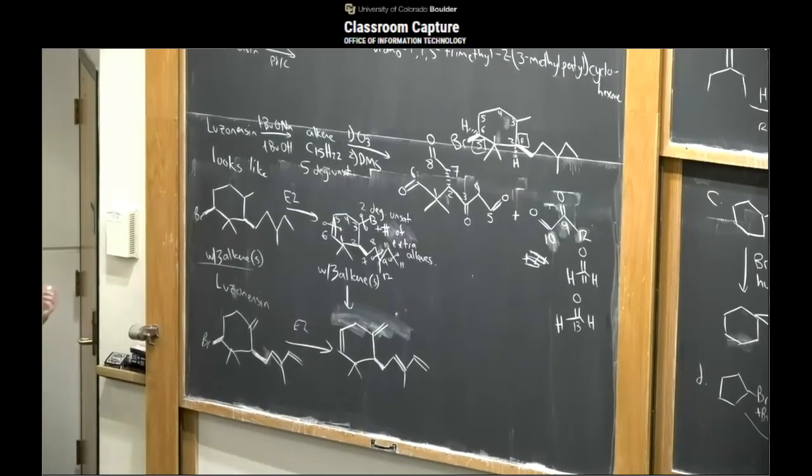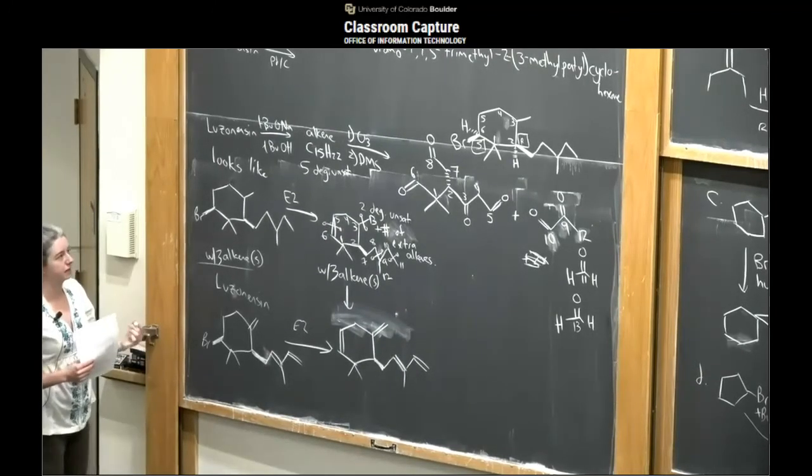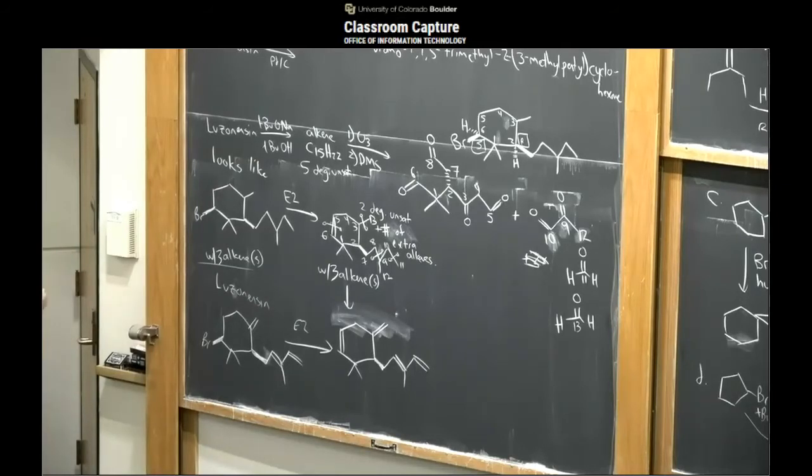Yeah, it chops across every double bond in that case. So we're just assuming that ozone is present in excess, so there's enough of it to do all of the alkenes at once.